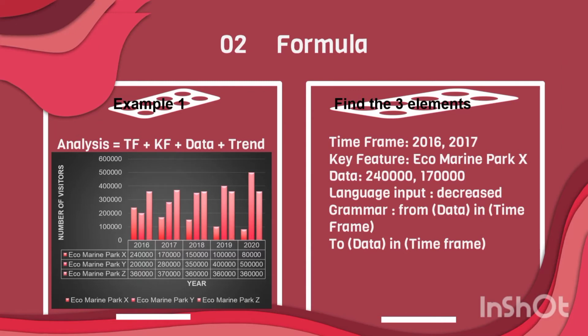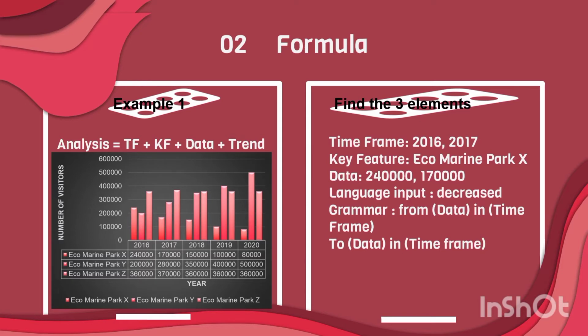Now I bring you to the first one. First example. When you write an analysis, you need to have TF, KF, data, and trend. So for this movement trend, you need to have 2 time frames, 2016 and 2017. The key feature, we choose the first marine park, Eco Marine Park X. The data, 240,000 and 170,000. The trend word that we are going to use is decreased.